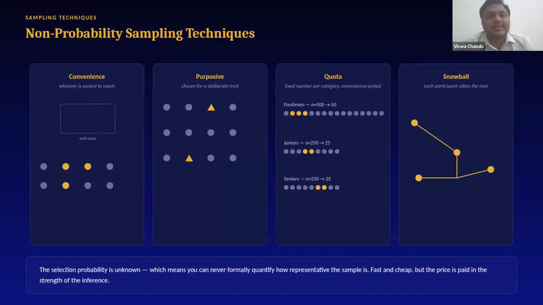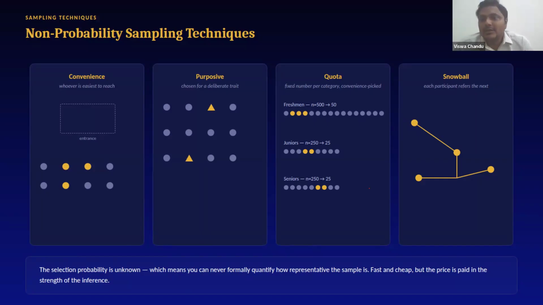Now coming to the non-probability sampling techniques, you have convenience sampling, where whoever is easiest to reach, you reach those. You have purposive sampling, where you are looking for a deliberate trait, which is very, very important in qualitative studies. And then you have quota sampling, where you have a fixed number per category, and those fixed numbers are conveniently picked. If those fixed numbers are not conveniently picked but randomly picked, it is nothing but stratified random sampling. Once you have made the quota, you are conveniently picking them using convenience sampling. We call it quota sampling, and we list it under the non-probability sampling techniques. Otherwise, this is nothing but stratified random sampling if it is randomly done.